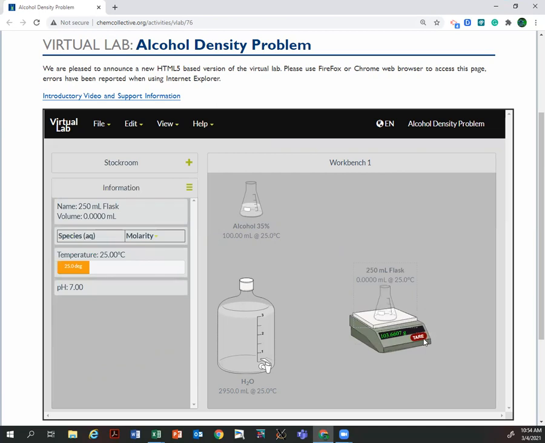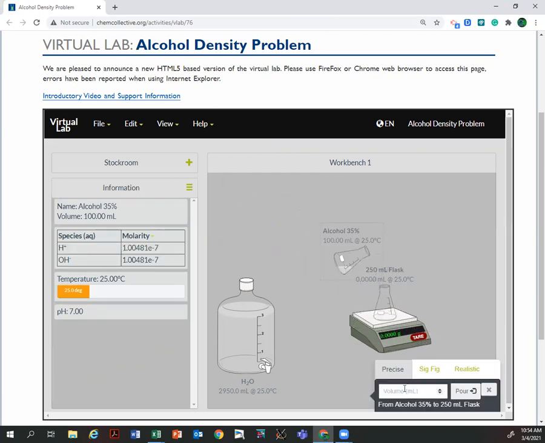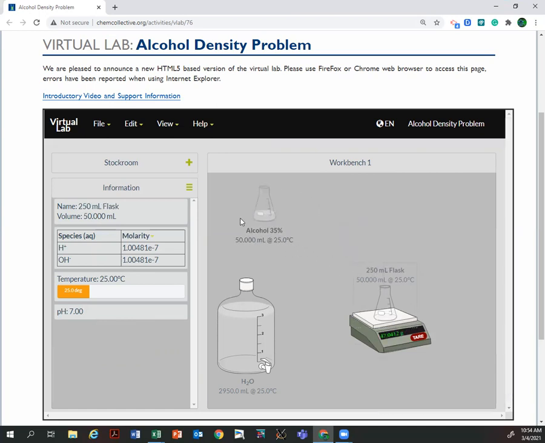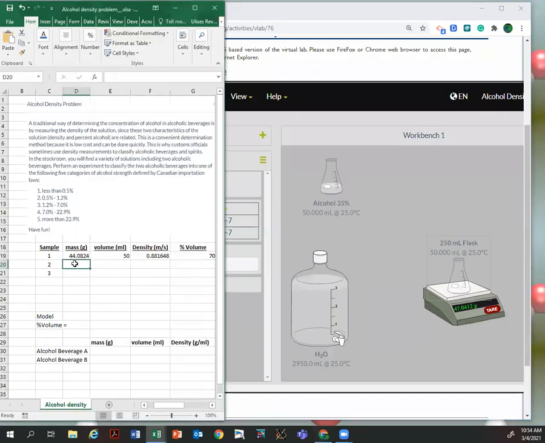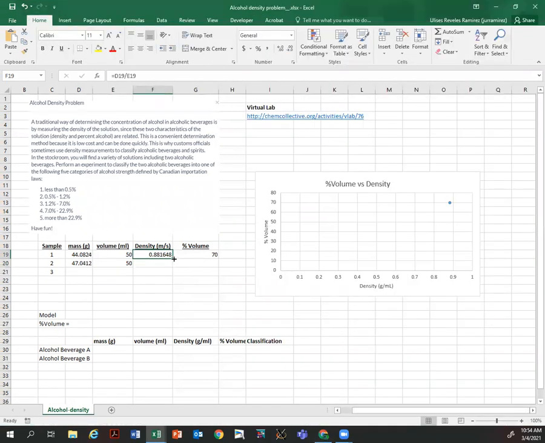So tare, and I'm going to measure 50 milliliters again. Any amount works, but just be consistent, 50 milliliters, and the new mass. So I'm going to enter that in my worksheet. I have a new mass of 47.0412, volume of 50. So I calculate the density of my new point, which is again mass over volume. I copy the formula, and we know this is at 35%. So I already have a correlation. It's a linear relationship. We see that as density increases, concentration decreases.